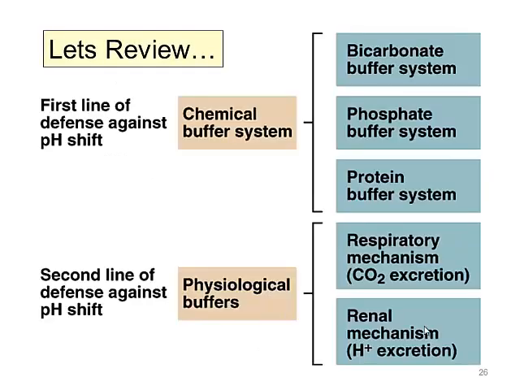Let's review. In an acidotic state, acid can be excreted and bicarb can be produced, right? Right. Okay, and in an alkaline state, bicarb can be excreted and hydrogen can be produced, right? Good, I'm glad you agree. So the first line of defense against a pH shift are the chemical buffers. Those include the bicarbonate, the phosphate, and the protein buffer systems. The second line of defense against a pH shift are the physiological buffers, referring to the respiratory mechanisms to excrete carbon dioxide and the renal mechanism to excrete hydrogen.